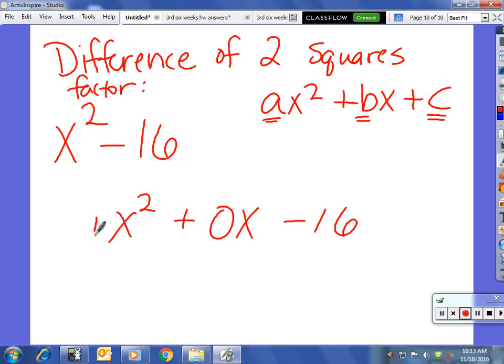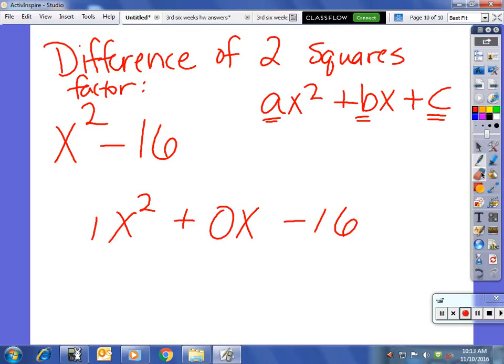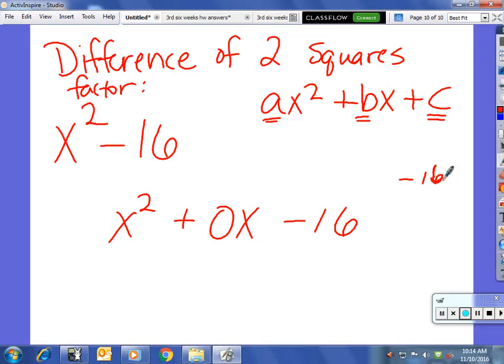Again, you always want to multiply a times c. Well, in this case, a is a nice invisible 1 again. So 1 times negative 16 is, wow, negative 16, right? So we're looking for a product of negative 16, which tells me the signs have to be different. So that could be 1 and 16, 2 and 8, or 4 and 4. What's the winning pair? Has to be 4 and 4.